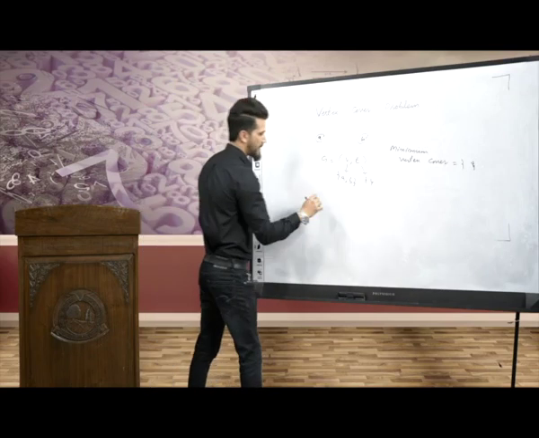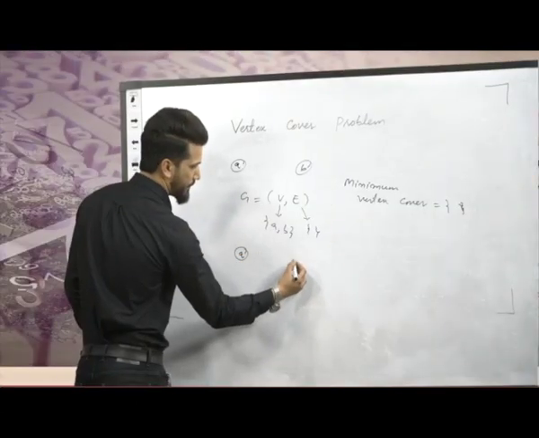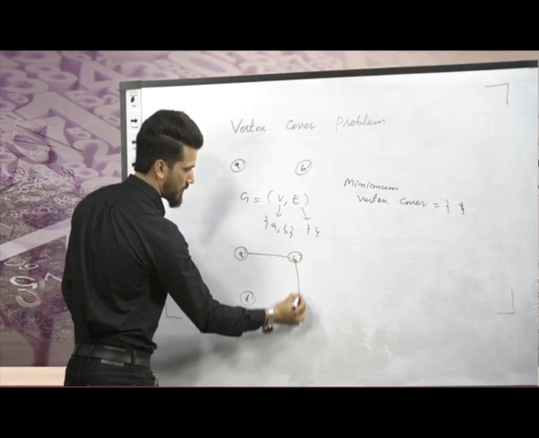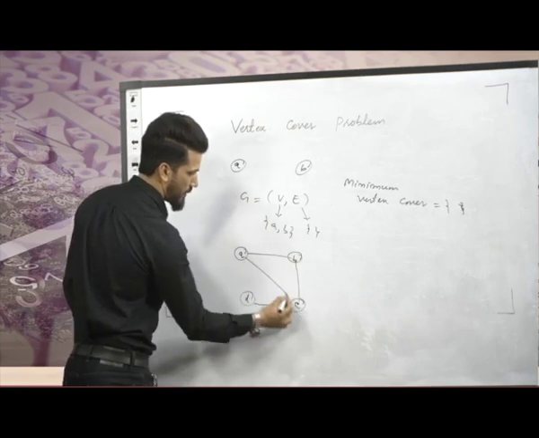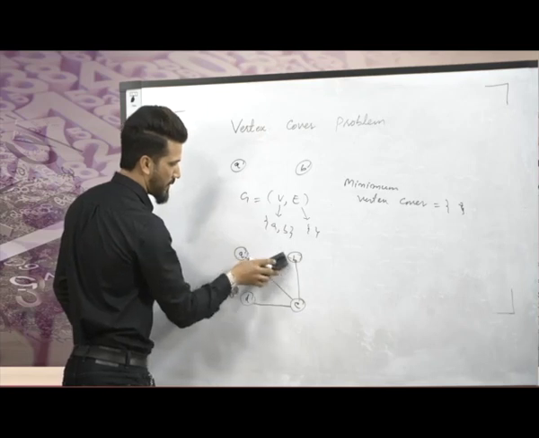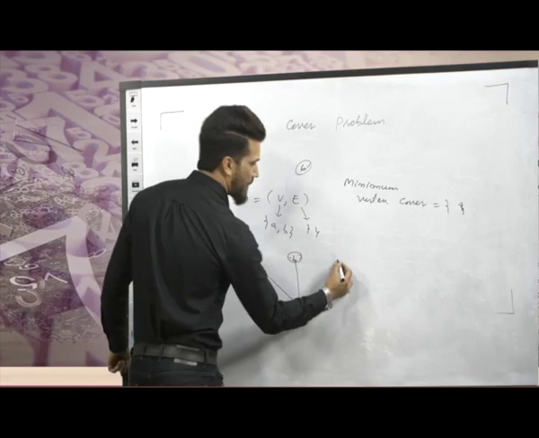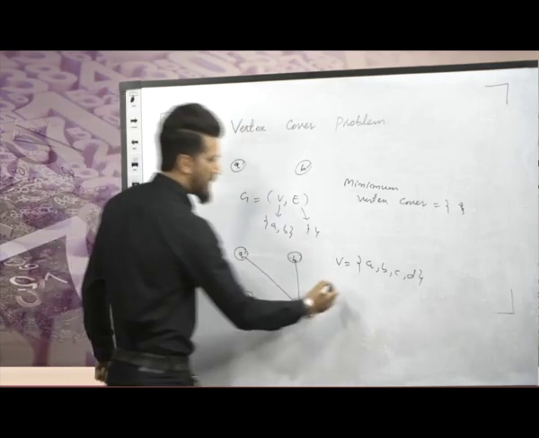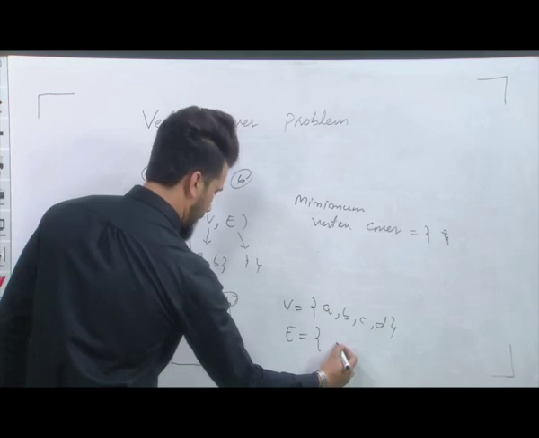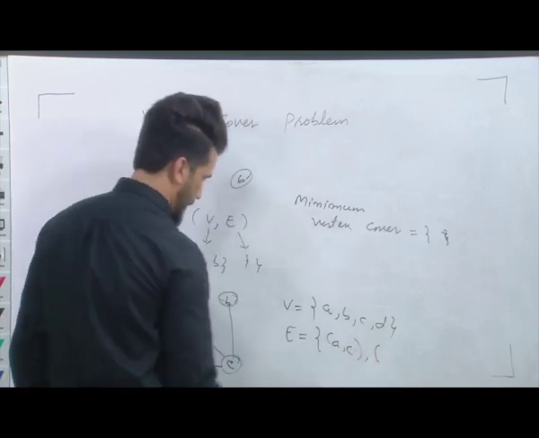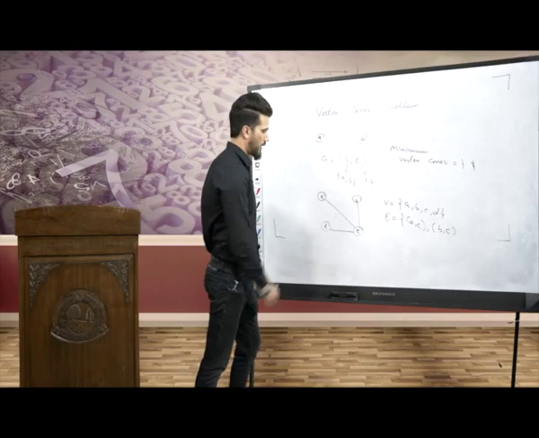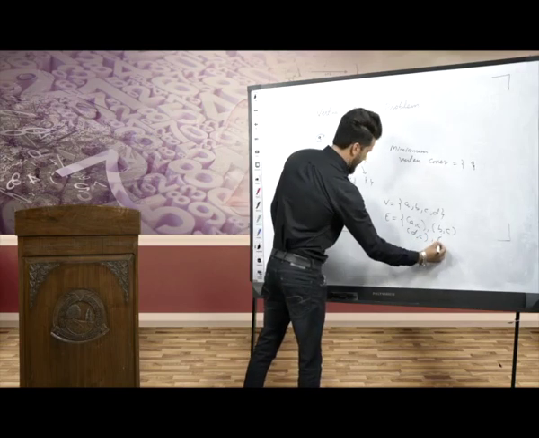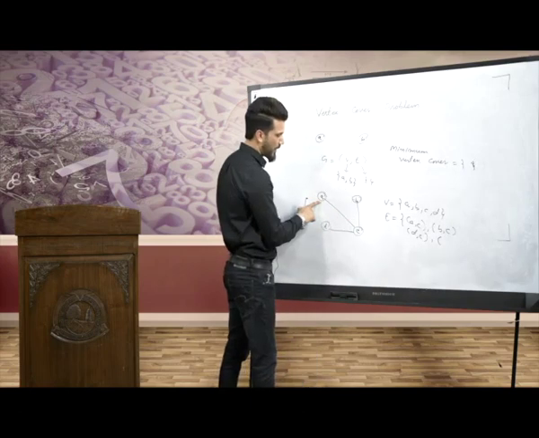Again, let's take another example. We have another graph defined by the vertex set A, B, C, and D, and what is the edge set here? The edges are AC, BC, and DC. Okay, three edges.